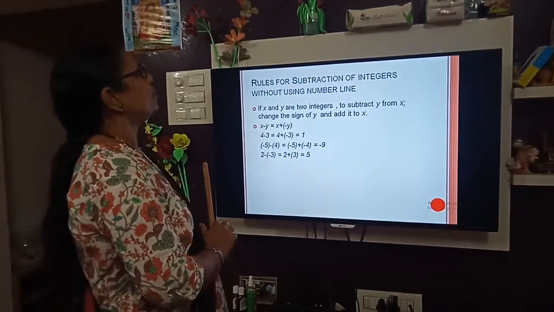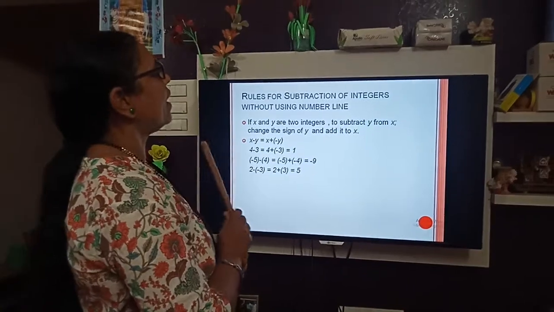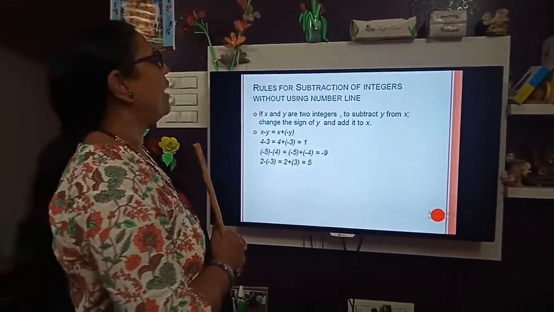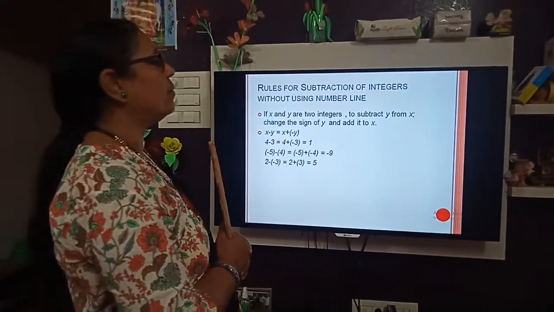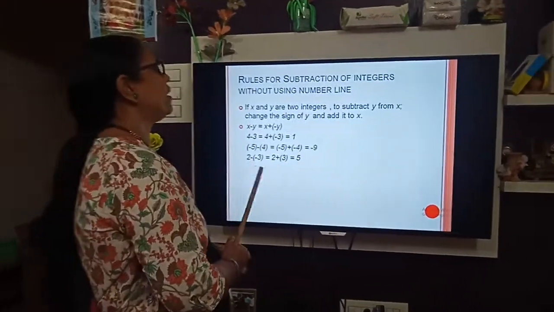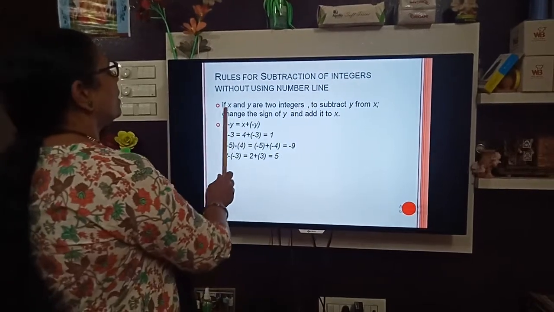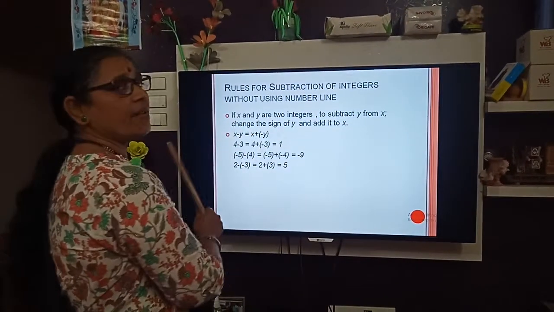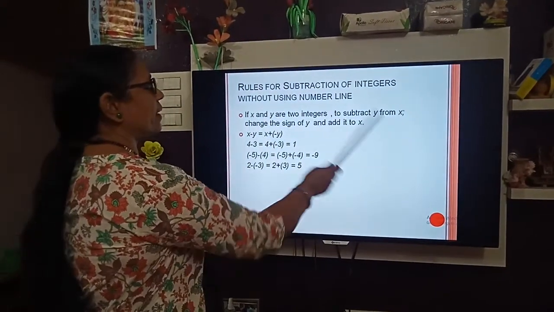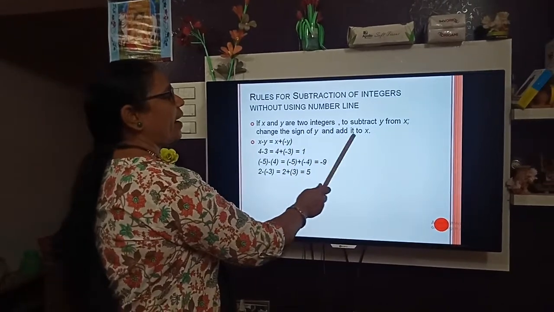Next is rules for subtraction of integers. See, integers are specific numbers, and there are conditions for addition, subtraction, multiplication and division. Likewise, what are the rules in subtraction? We'll study that without using the number line. If x and y are any two integers, to subtract y from x, what is to be done? Change the sign of y and add it to x.